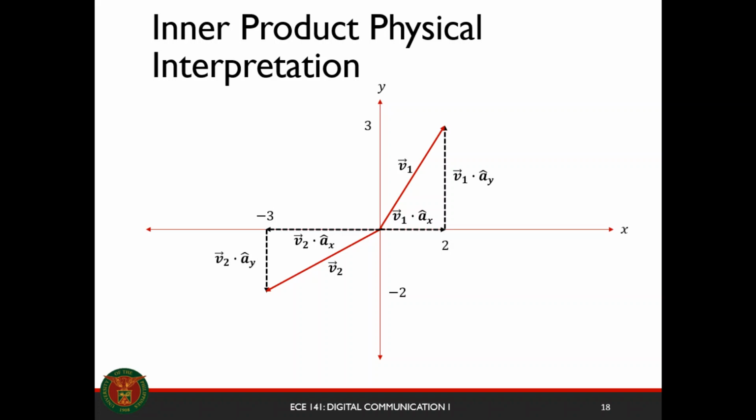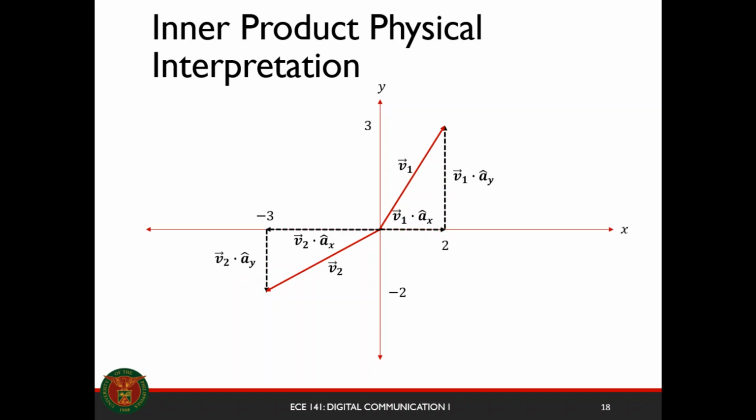So what is the use of inner product? If we have your vector v1 and we get its inner product with a basis, in this case a sub x, we're projecting v1 on that basis, and we actually get a component of your vector. Okay, the same here. So this is the y component, this is the x component for your two-dimensional space. And the same is true with a vector v2 right here.